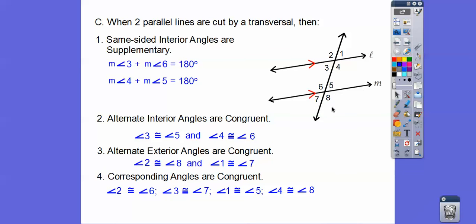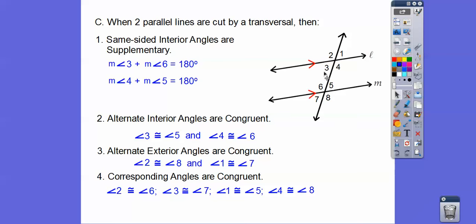Now, if these lines weren't parallel, then this magic stuff doesn't happen right here, okay? This magic stuff gets canceled out if these lines are not parallel. Most of the time we're going to be dealing with parallel lines, but if they're not parallel, they still are same-sided interior angles. They still are alternate interior, alternate exterior, and corresponding angles. They still are those, but if they're not parallel, then this doesn't happen. If they are parallel, then this happens. And the trick I tell my students is this: if you got parallel lines, if the angles look like they're congruent, then they're congruent. If they don't look like they're congruent, then that means they're supplementary.